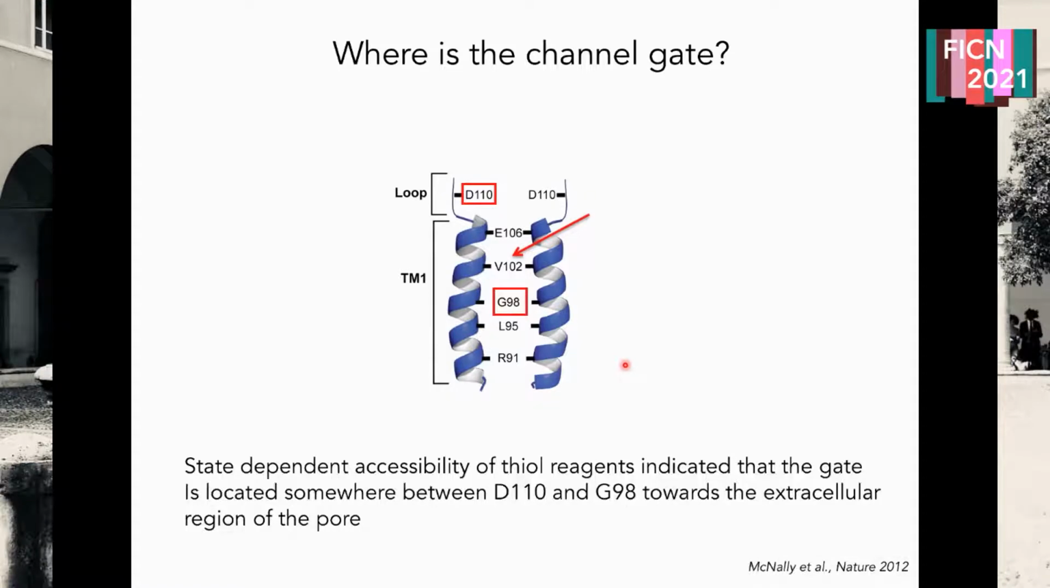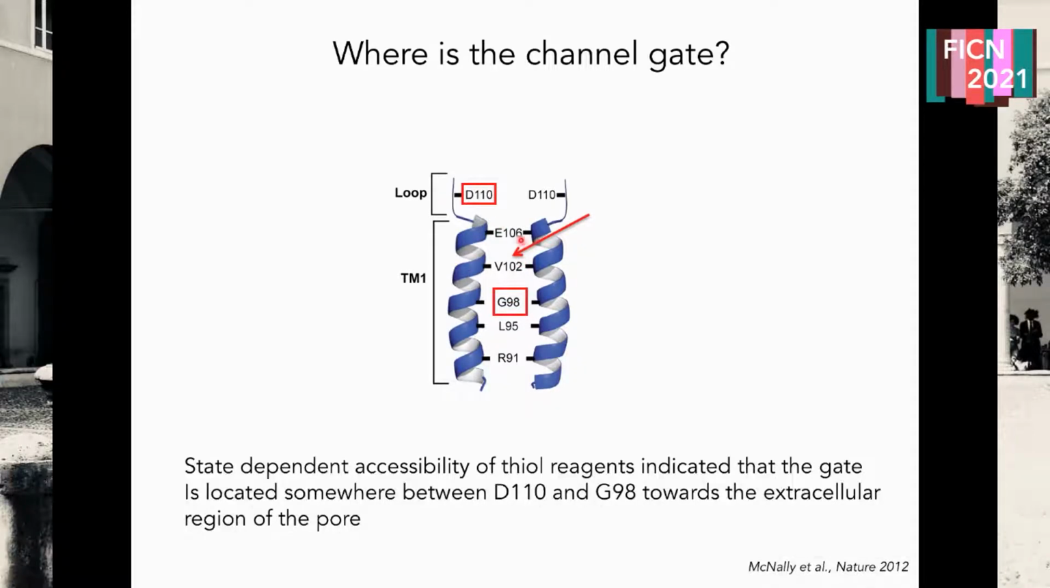The next question that we wanted to ask was, where in the ion conduction pathway is the ion channel gate located, and what is the nature of the gating mechanism? What is the nature of the gate itself? For this, we again used cysteine accessibility analysis, but instead of only looking at the open channel, we looked at the accessibility differences between closed and open channels. The idea is that if there is a closed channel gate located somewhere along the ion conduction pathway, that closed gate will occlude the access of thiol reagents below the point of closure in the closed channel, but not in the open channel.